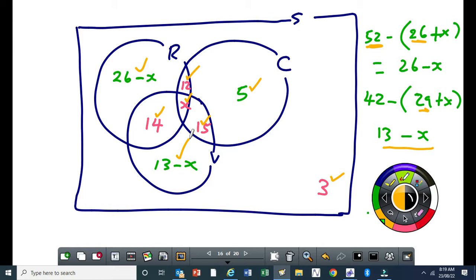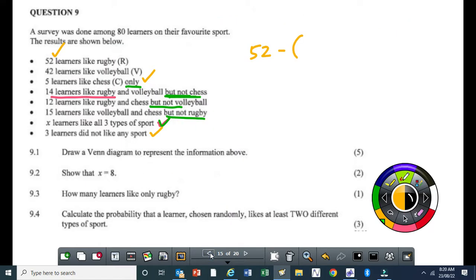Okay, let's solve for x now. Remember what the question was asking. It says show that x is equal to 8. But you can't show that x is equal to 8 without the correct Venn diagram. You need to have the correct Venn diagram. So I now need to show. We have a total of 80, so I'm going to write my equation.